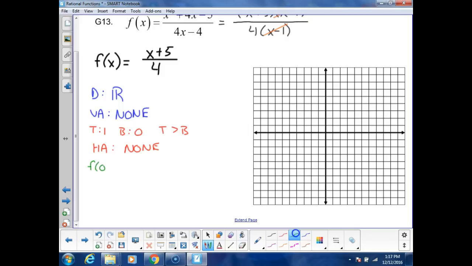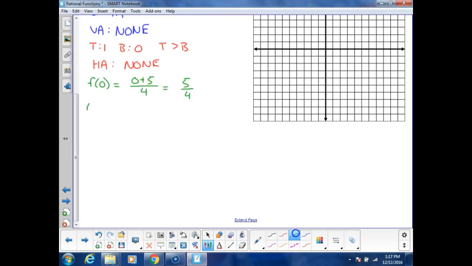f of 0 is 0 plus 5 divided by 4, which gets me 5/4, which tells me that I have an, oh wait, tap the brakes. Let's make that look nice and pretty. Which tells me that I have a y-intercept of 0, 5/4.